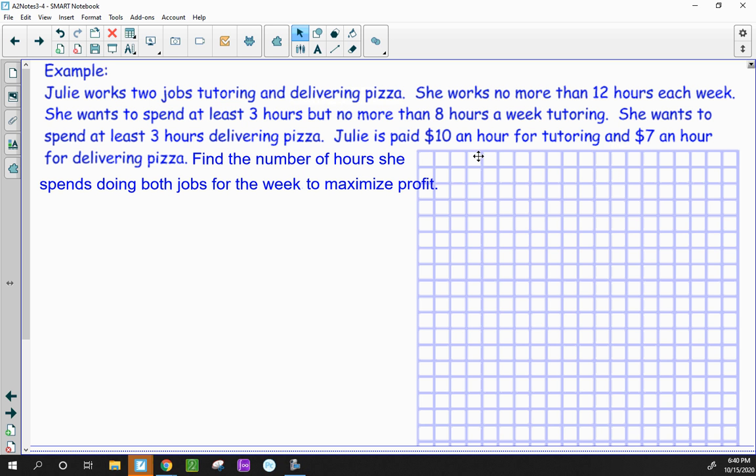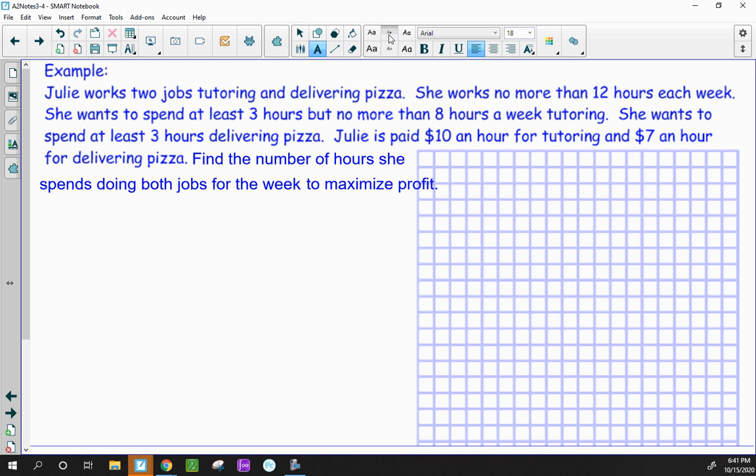Julie is paid $10 an hour for tutoring and $7 an hour for delivering pizza. Find the number of hours she spends doing both jobs for the week to maximize her profit.